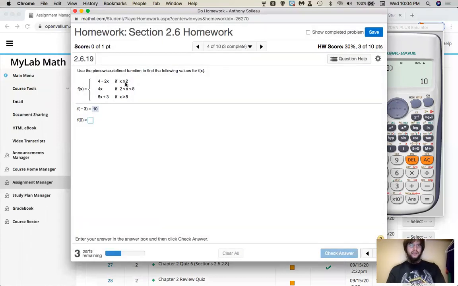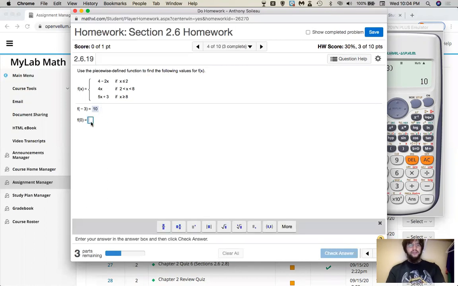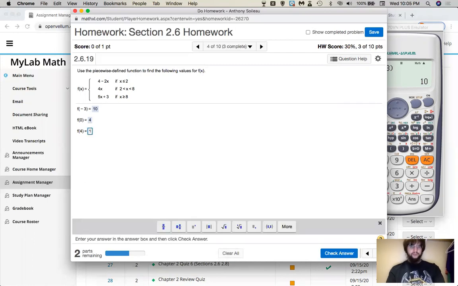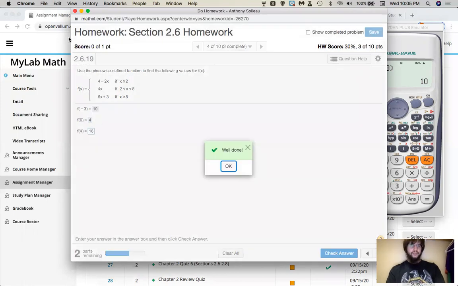0. Is that less than or equal to 2? And I don't even need to type anything because that's 4 minus nothing is 4. 4, is that less than or equal to 2? Is it between 2 and 8? 4 times 4, 16. So I plug that one in the middle equation because 4 is between these two numbers.